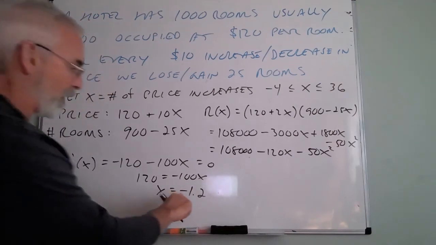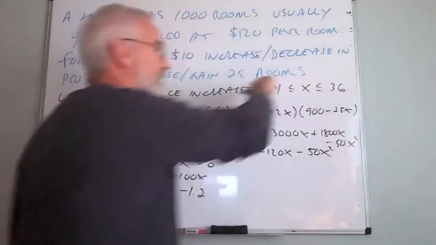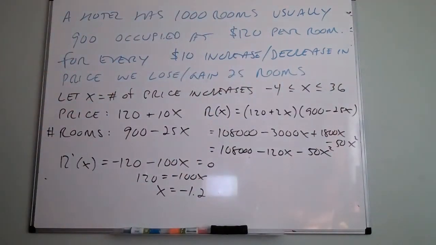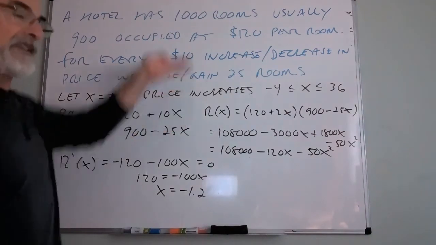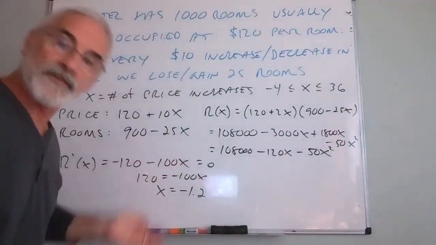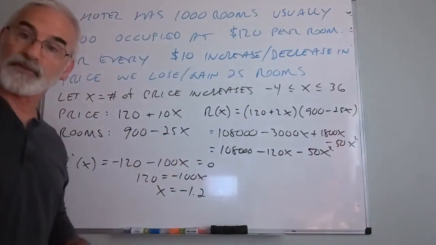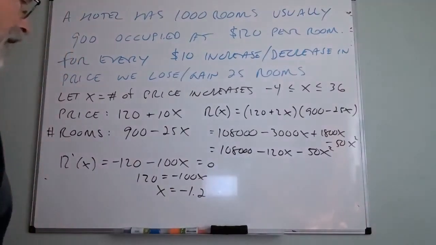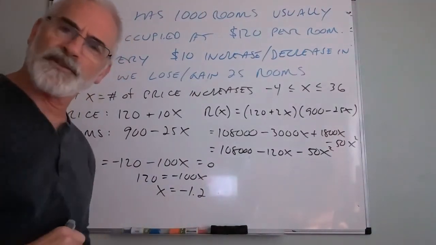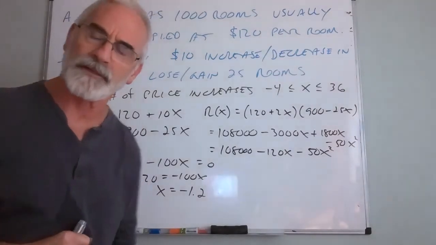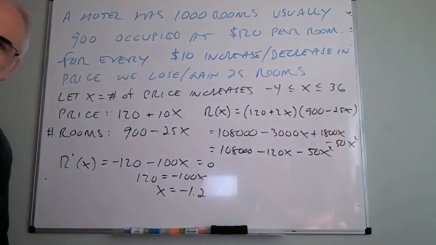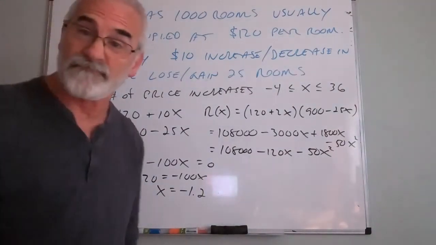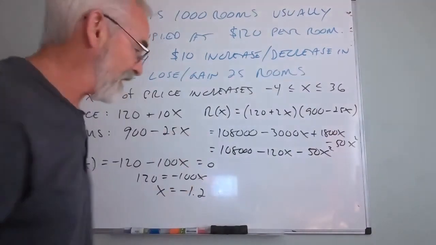Is negative 1.2 in our range of values? Yes, it is. So what does this mean if X is price increases? That means I'm going to be decreasing the price. That's what it means. In fact, anybody, how much am I going to decrease the price by per room? $12. That's it. Yeah, that's what this math tells me.